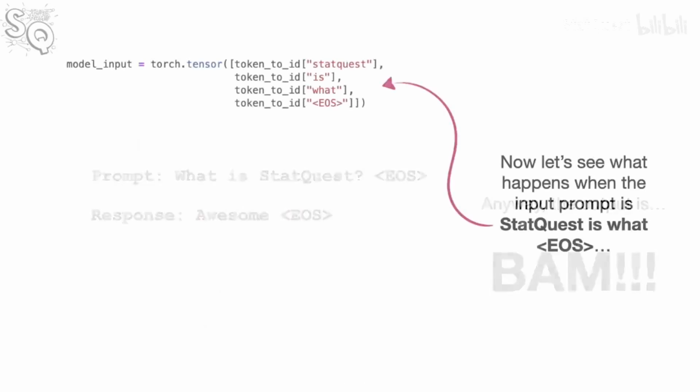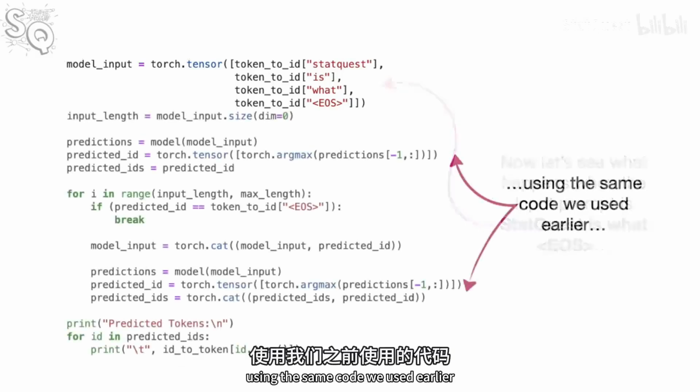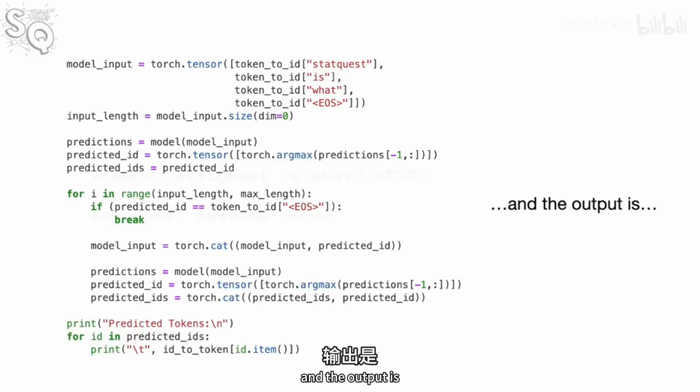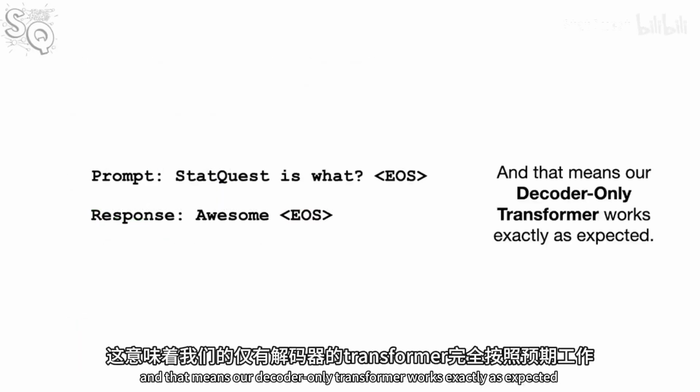Bam! Now let's see what happens when the input prompt is "StatQuest is what EOS". Using the same code we used earlier, the output is "awesome EOS". And that means our decoder-only transformer works exactly as expected.